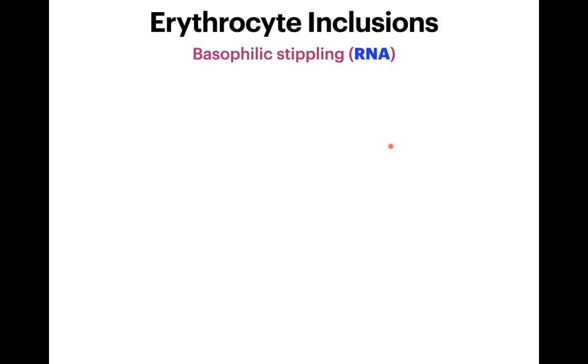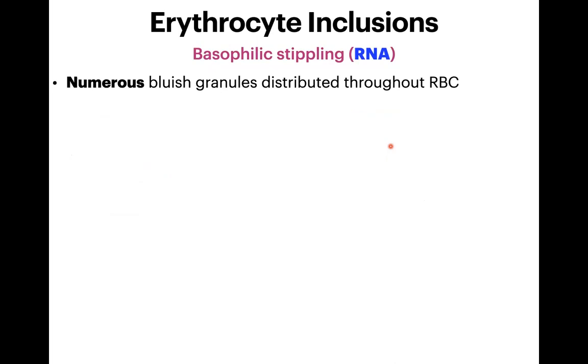The third, you must be wondering why I'm not showing the images. I will show them together so that you can make out the differences. So basophilic stippling is composed of RNA. So Howell-Jolly bodies, DNA; Pappenheimer bodies, iron. Basophilic stippling is composed of RNA. And there are numerous bluish granules distributed throughout the RBCs.